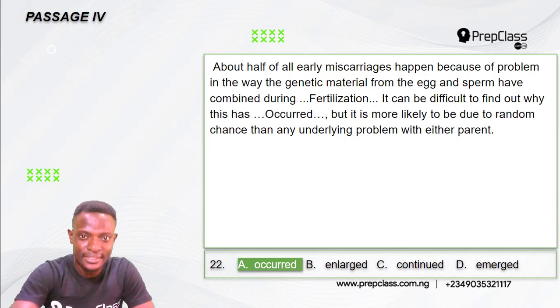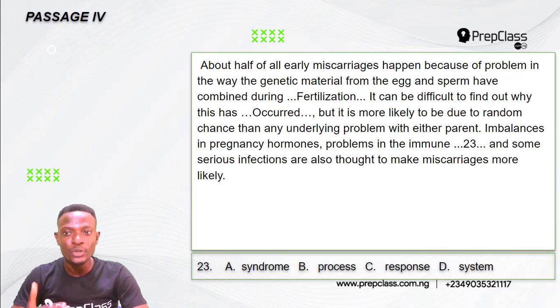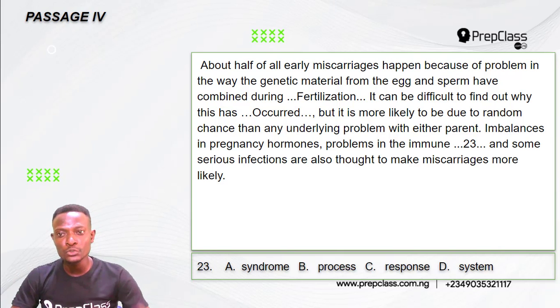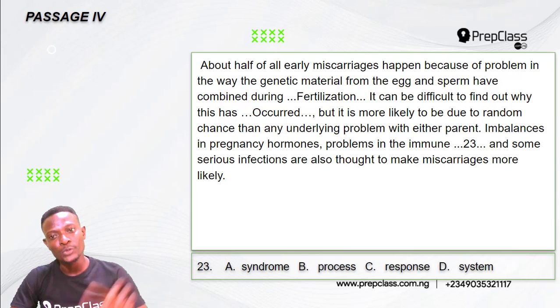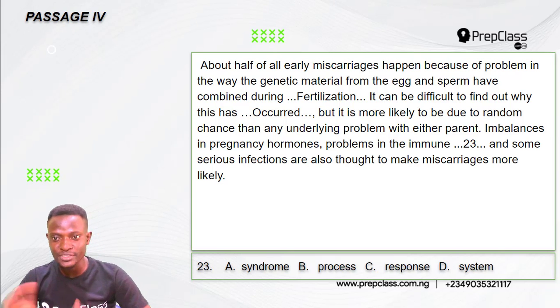Moving on, question 23. About half of all early miscarriages happen because of problem in the way the genetic material from the egg and sperm have combined during fertilization. It can be difficult to find out why this has occurred, but it is more likely to be due to random chance than any underlying problem with either parent. Imbalances in pregnancy hormones, problems in the immune dash, and some serious infections are also thought to make miscarriages more likely. A. Immune syndrome. B. Immune process. C. Immune response. D. Immune system.